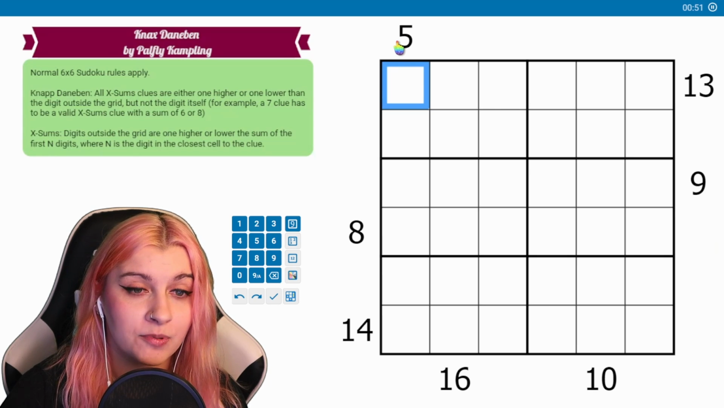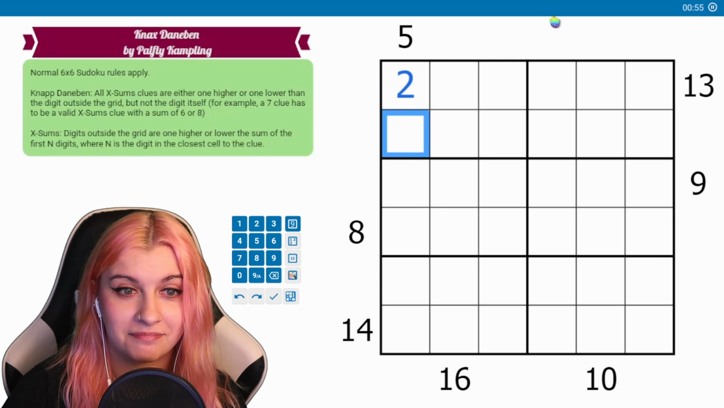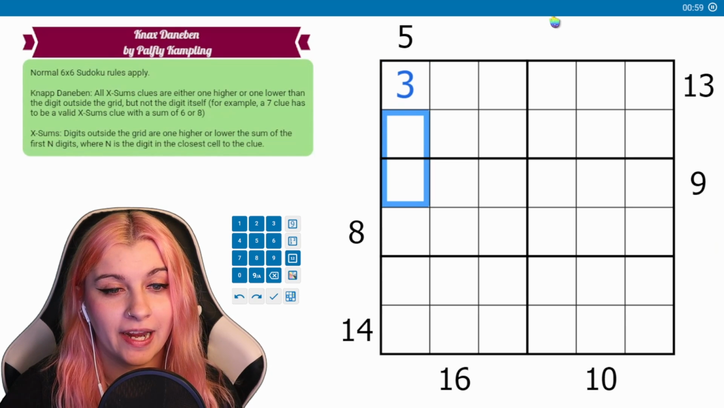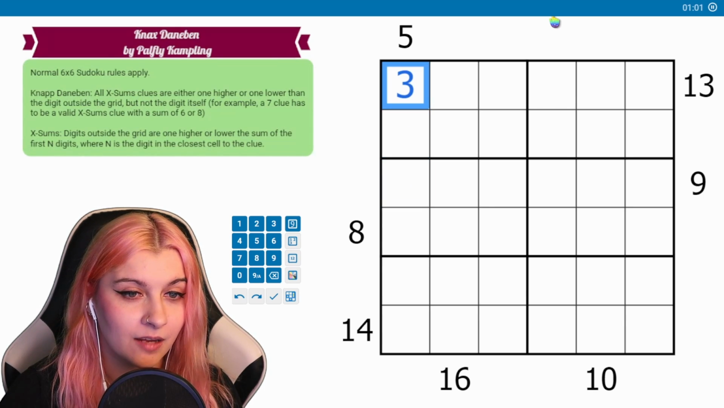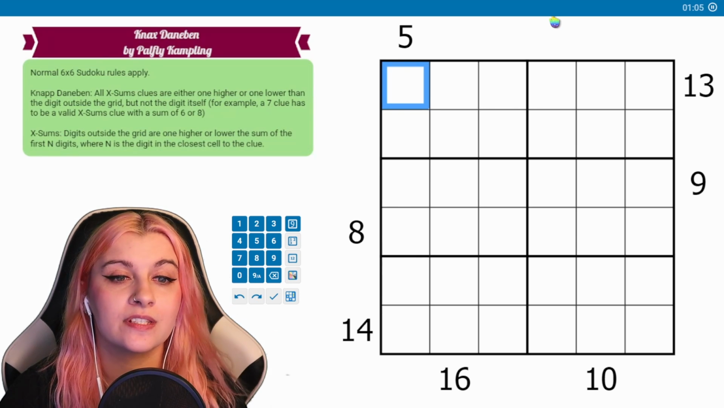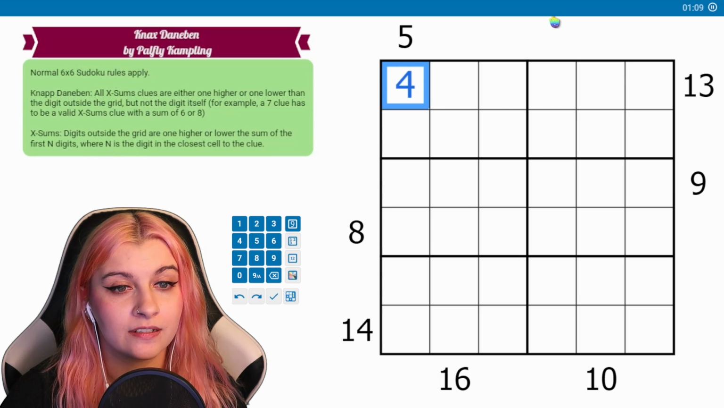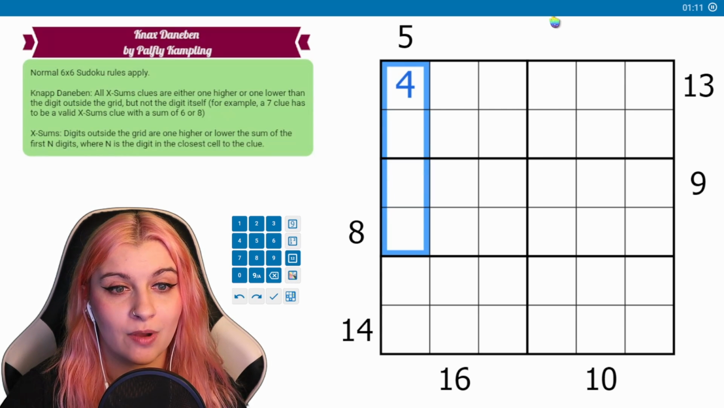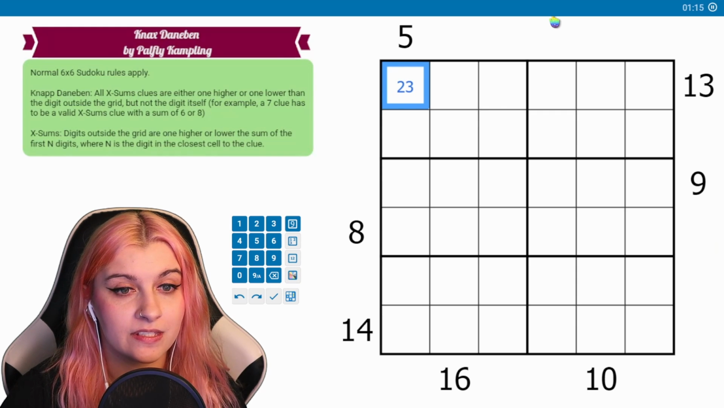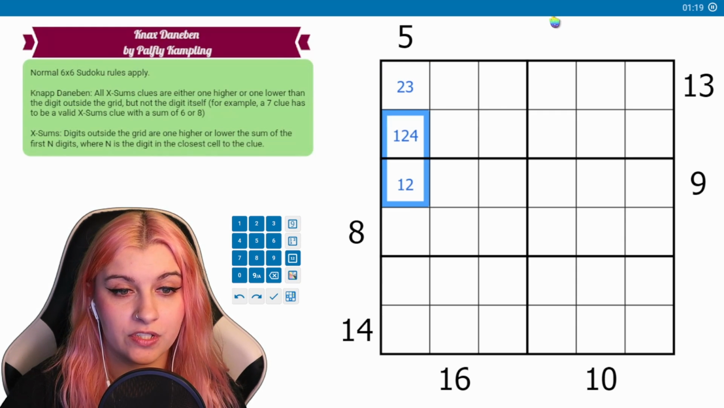So, options for 6. If this is a 2, this could be a 4. That would work. If this was a 3, this could be a 1 and a 2 pair. That's an option. I can't do more than 3 here. So this cell is either a 2 or a 3. If I put a 4 here, summing the first 4 cells, the smallest that number will be 10, which is way bigger than what I want. So this is a 2, 3. If it's a 2, this is a 4. If it's a 3, then these are a 1, 2.